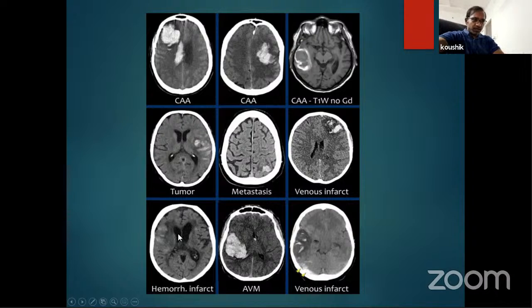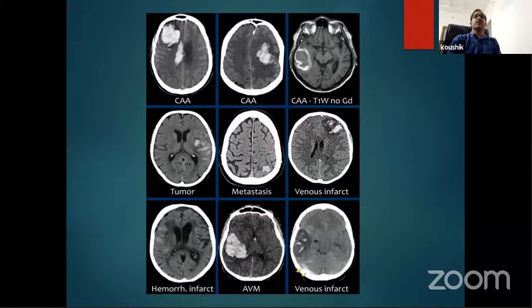Hemorrhagic infarct, if it is confined to the arterial territory and if we have the previous images like follow-up images, we can come to a diagnosis of an acute hemorrhagic infarct. Next, this is also a lobar hemorrhage seen in the case of AVM, arteriovenous malformation. If we have a lobar infarct, we have to go for a contrast study.